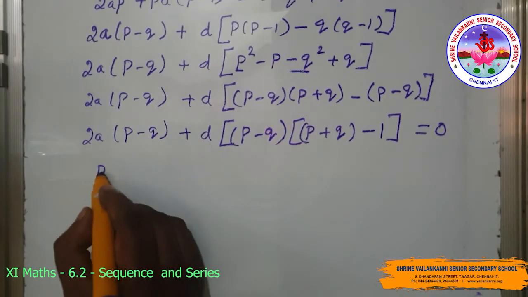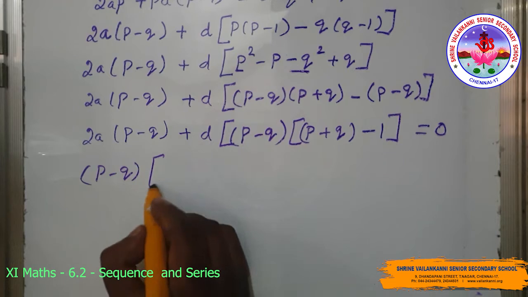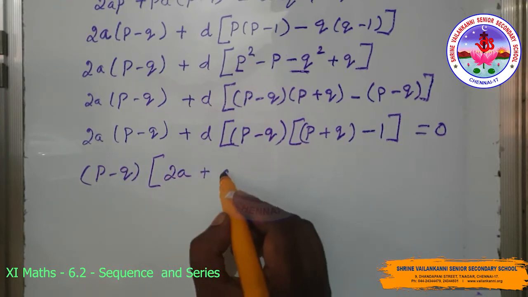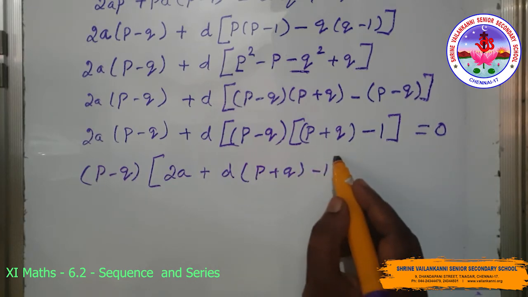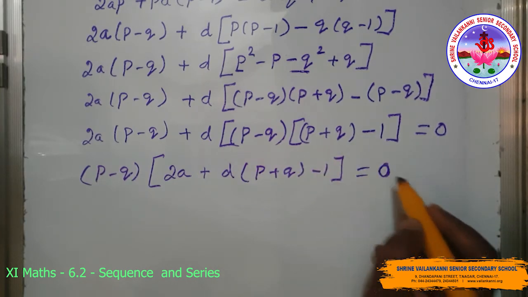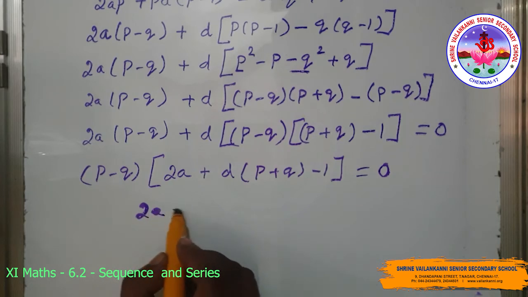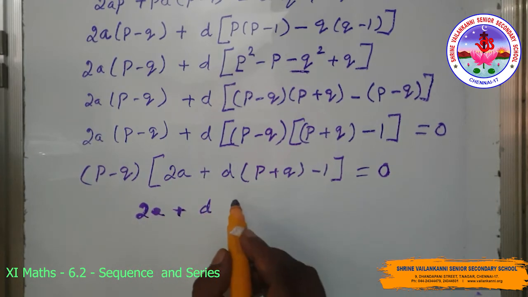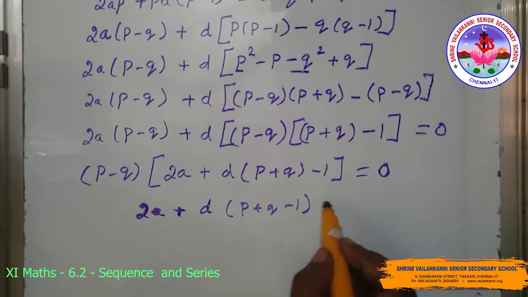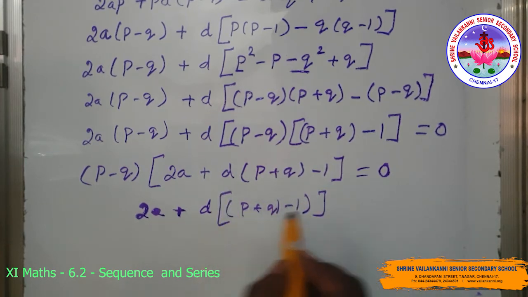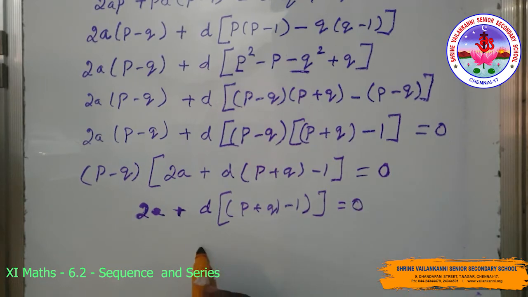So taking p minus q common, (2a + d)(p + q - 1) = 0. So d = -2a / (p + q - 1).